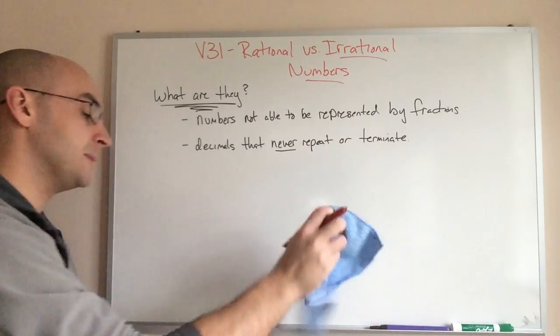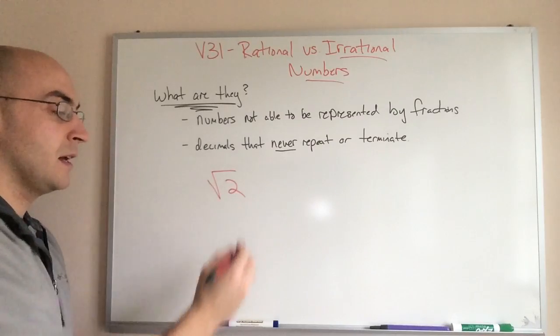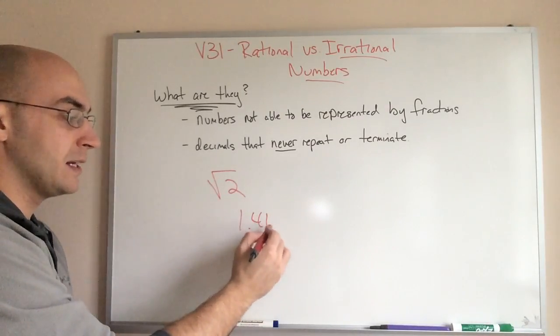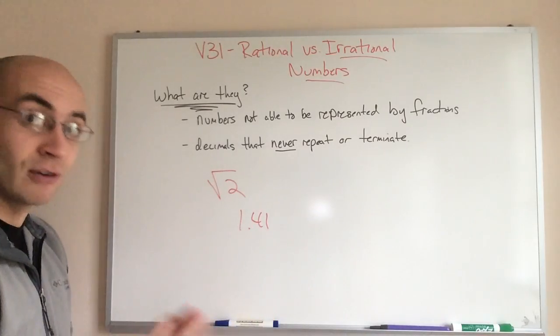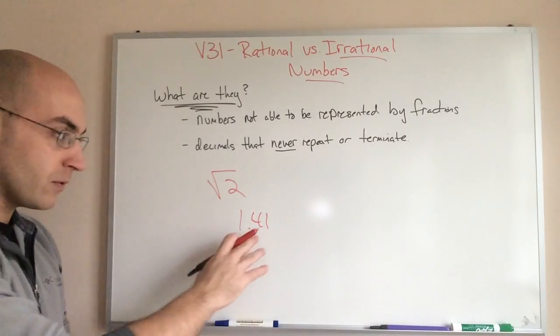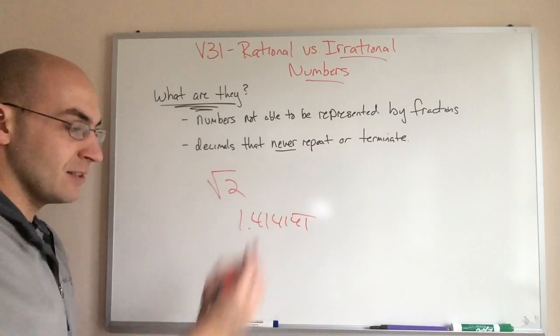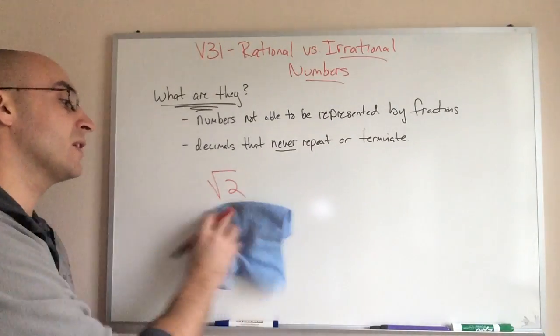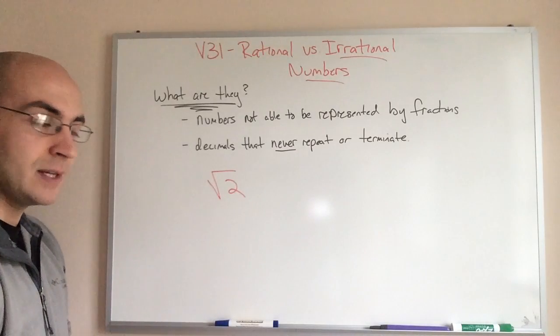Another irrational number is the square root of 2. If you were to put that in your calculator, you would get 1.41 and a whole bunch of numbers that never ever repeat. Like you wouldn't get 1.414141. That's a repeating decimal. That is rational. An irrational number is a number that goes on forever as a decimal and never repeats.